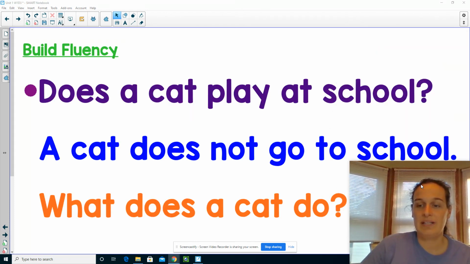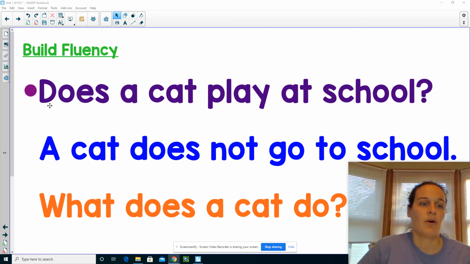We are going to be reading these sentences. So this is going to help us build our fluency. We're always working on building our fluency. So we're going to start with the one that the purple dot has by it. So does a cat play at school? That didn't sound fluent yet, so I'm going to do it again. Does a cat play at school? One more time. Does a cat play at school? And you'll notice my voice kind of goes up a little bit when I ask a question.